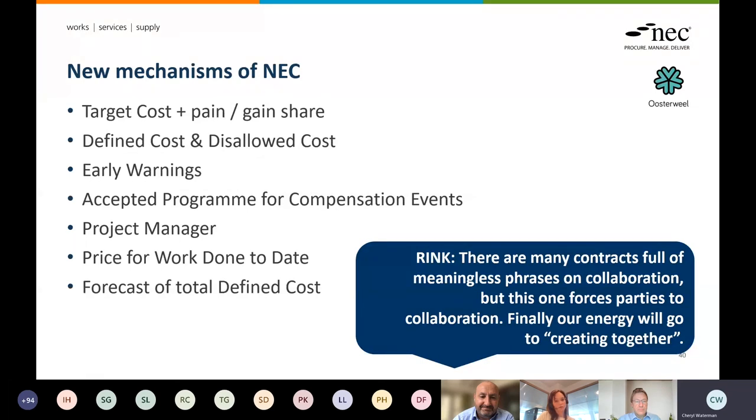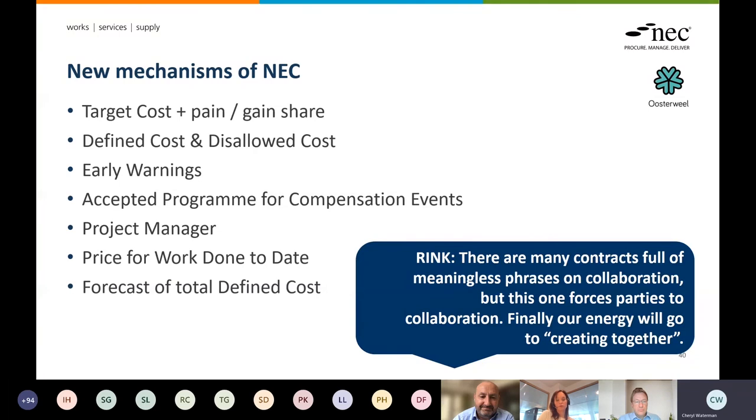Having an accepted program continuously in order to evaluate compensation events. Also, it's not that we didn't work with programs or plannings, but this kind of method is also new for us. And especially, I think one of the major changes is the role of the project manager.